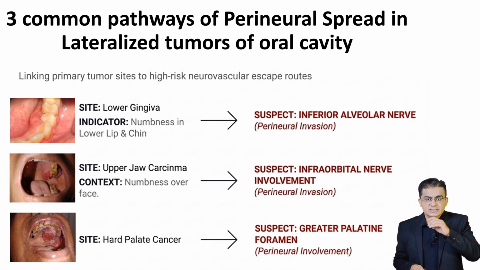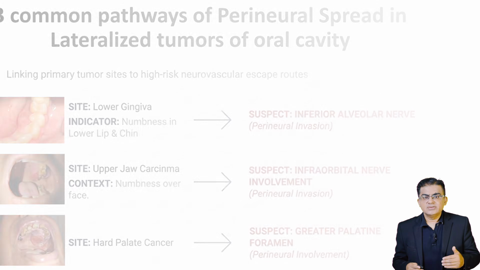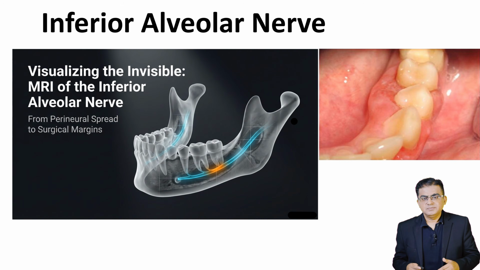Now that we know which nerve to suspect based on the tumor site, let us take them one by one and learn exactly how to track them on the scans, starting with our first highway, the inferior alveolar nerve. So let us start with the lower jaw tumor. Let us trace the path of the inferior alveolar nerve.